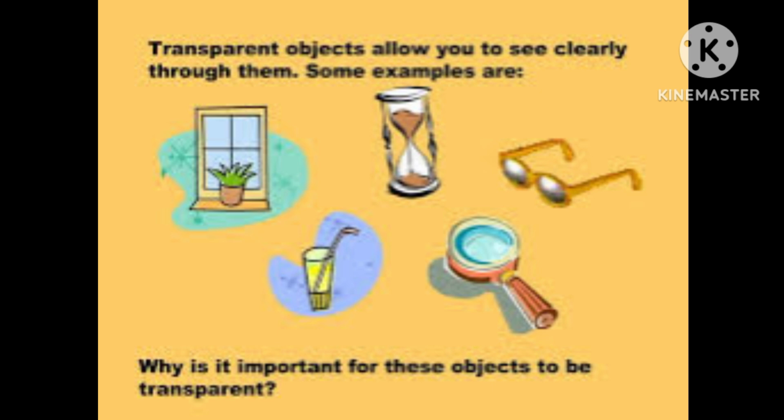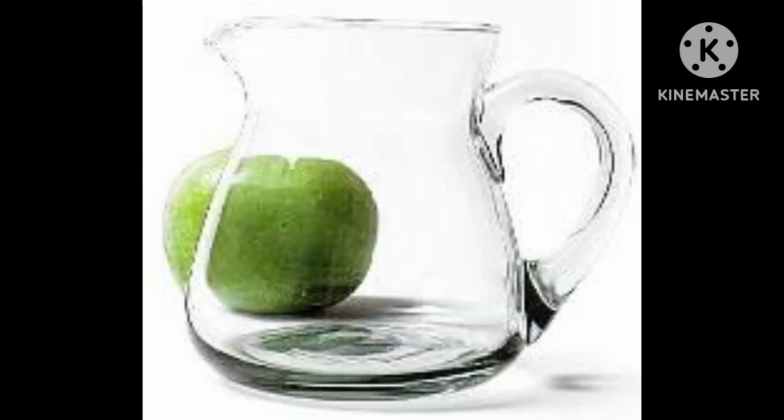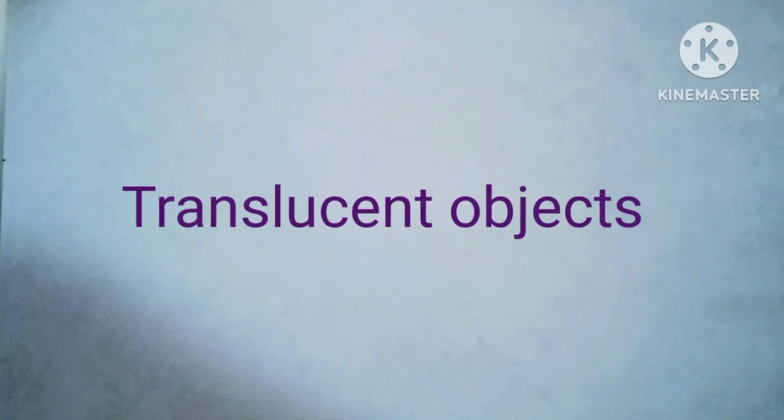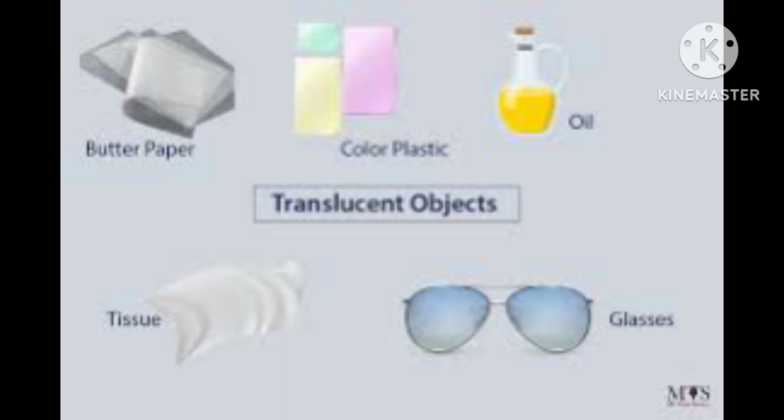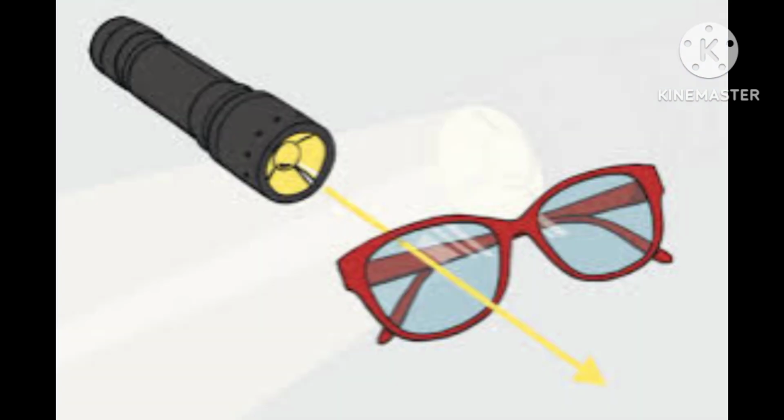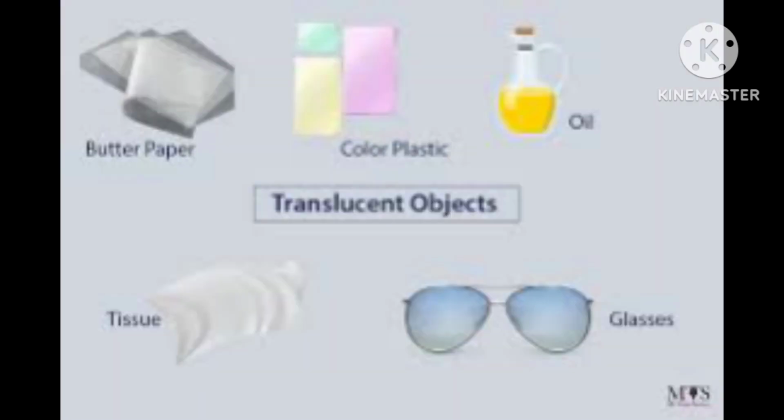These objects or materials allow us to see clearly through them. They include air, water, transparent glass, transparent covers, etc. Let us see the next, that is, translucent objects. These objects or materials allow some amount of light to pass through them. We cannot see clearly through translucent objects. They form faint shadows. You can see some examples of translucent objects here.